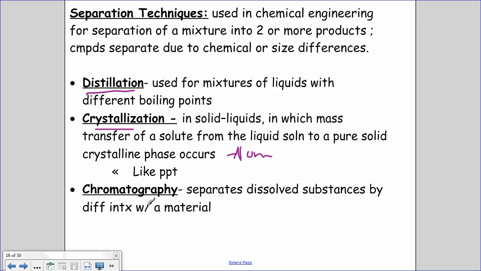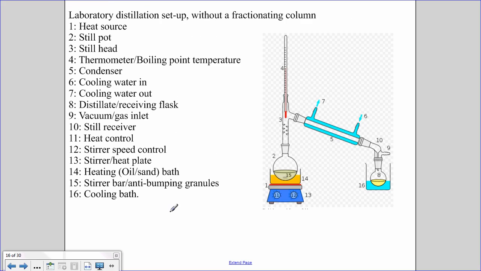Chromatography uses a special paper called chromatography paper, and it's based on IMFs, intermolecular forces. Certain particles are polar, so they'll interact with polar compounds. If they're nonpolar, they won't interact. So the saying "like dissolves like" is relevant in chromatography.